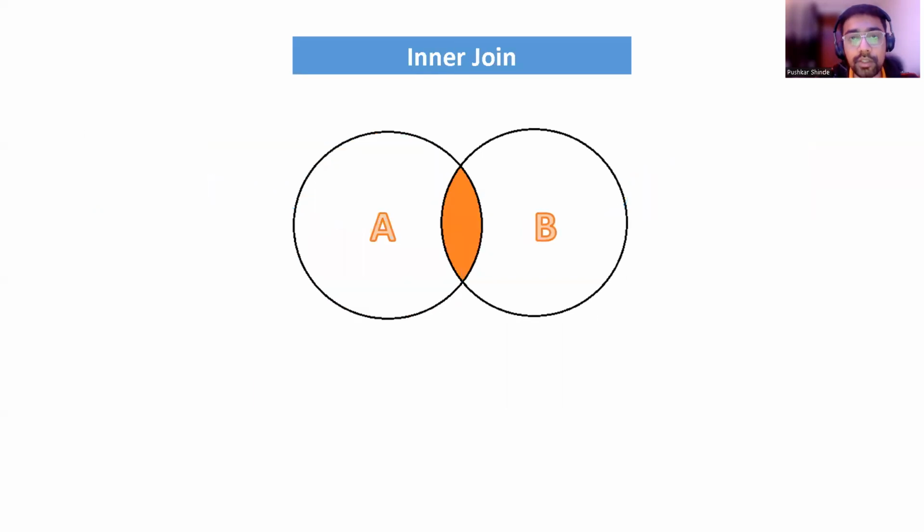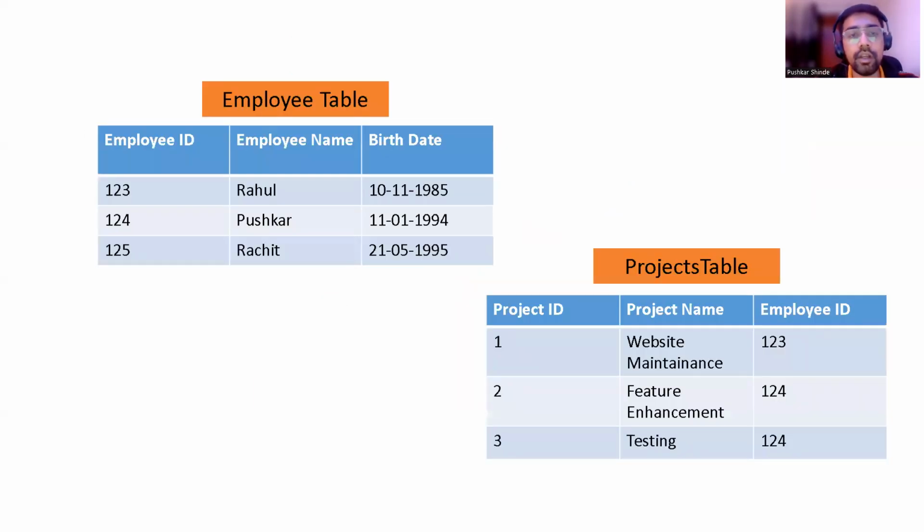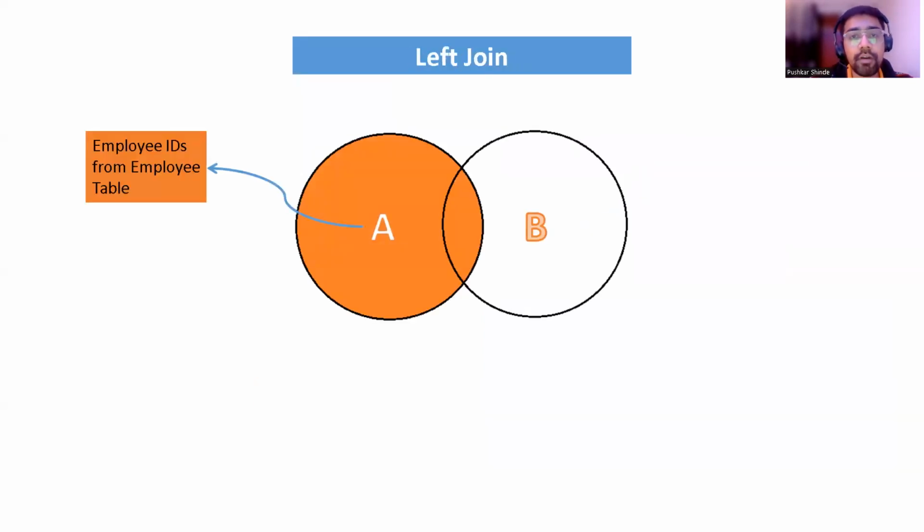So going back to the example, all the employee IDs available in the employee table, that is 123, 124, and 125, will be available in the resulting table, whereas you can see 125 is not in the project table, and that has not affected the result. Okay. So that is the concept of the left join.